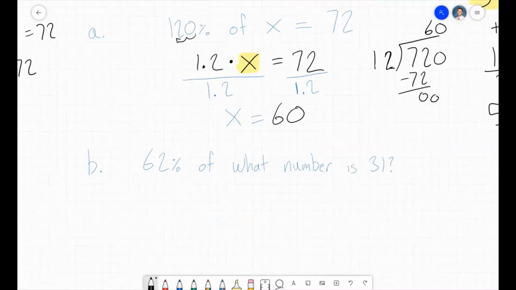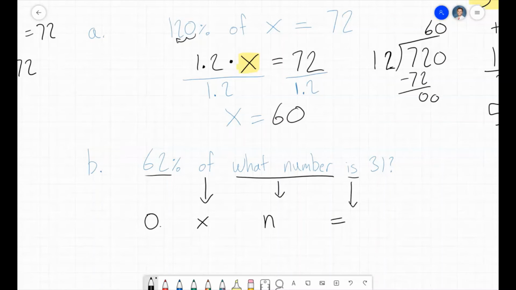So let's see another one. 62% of what number is 31? Again, let's go through and replace some of these things. We know that the "of" should become multiplication. What number will become our variable? Let's use n this time. And "is" will become our equal sign. Finally, 62% we will change to a decimal. That'll be 0.62. So we have 0.62 times n equals 31.